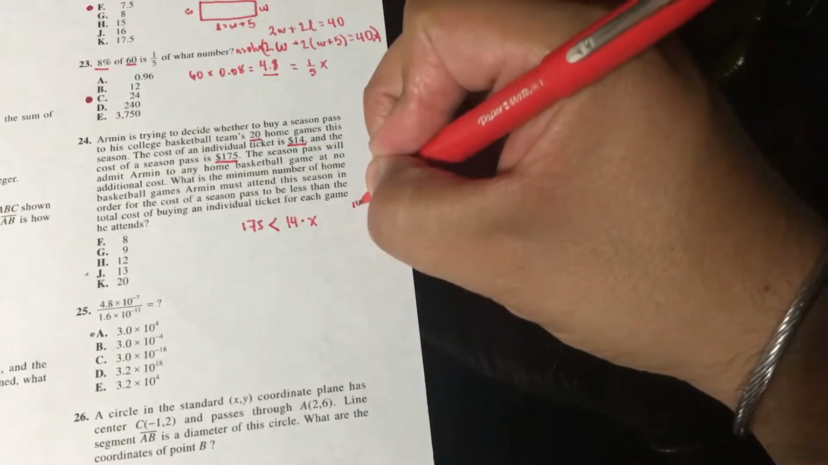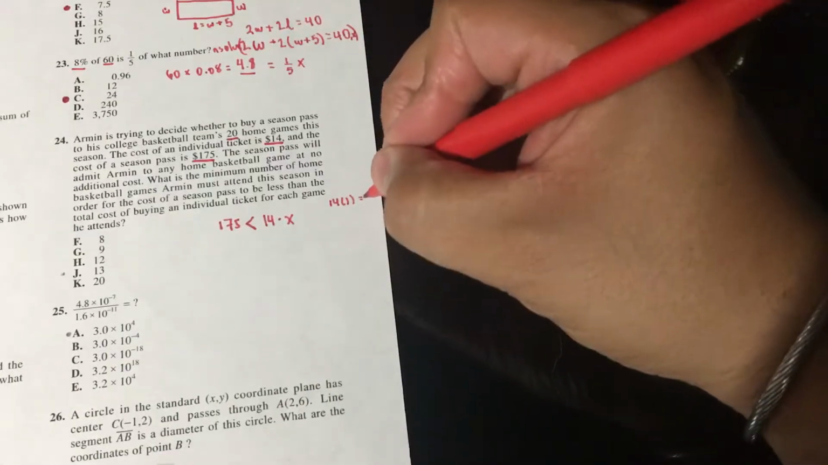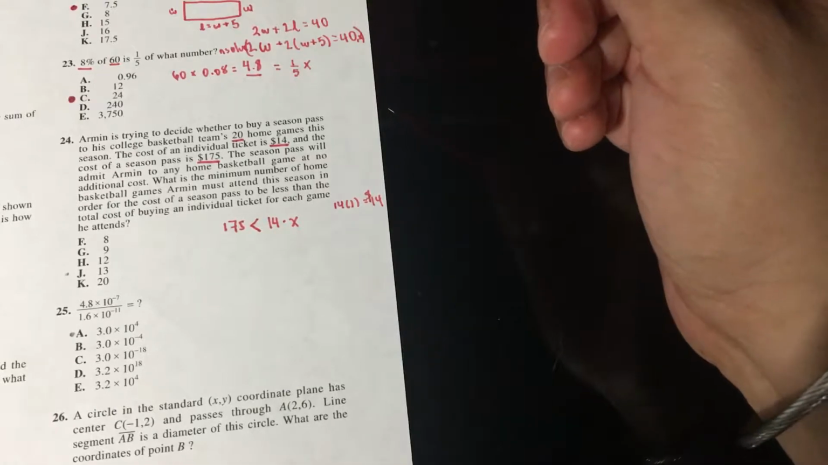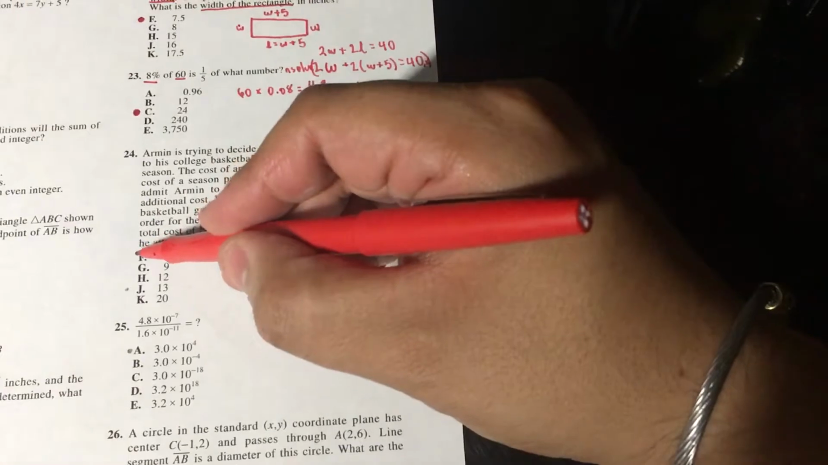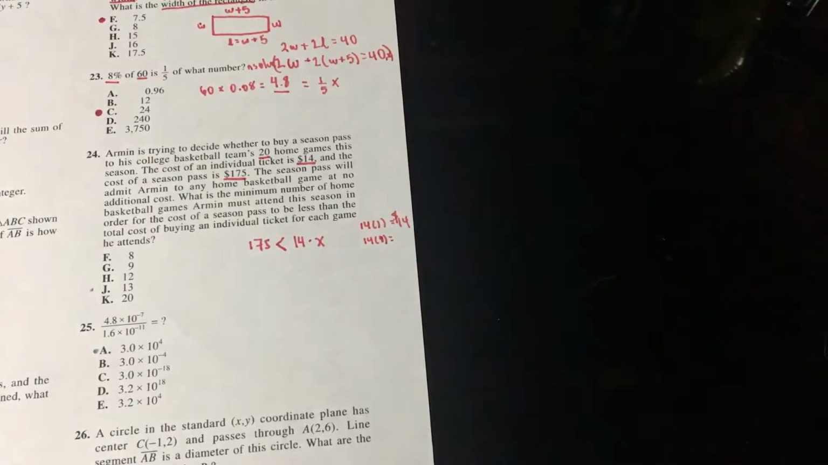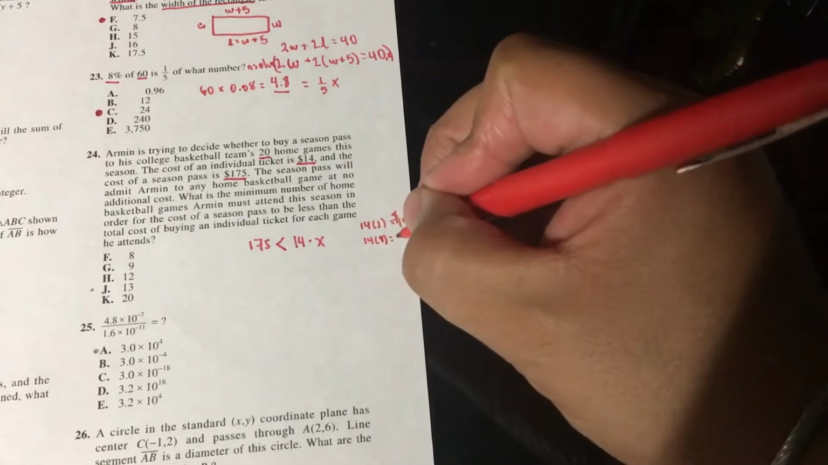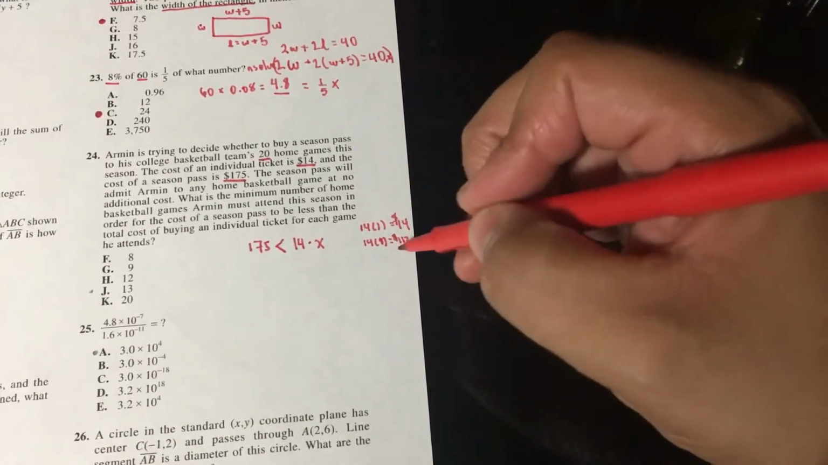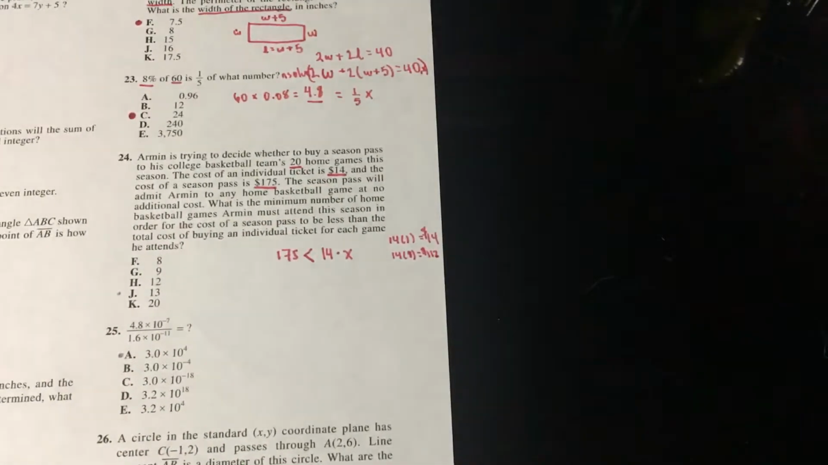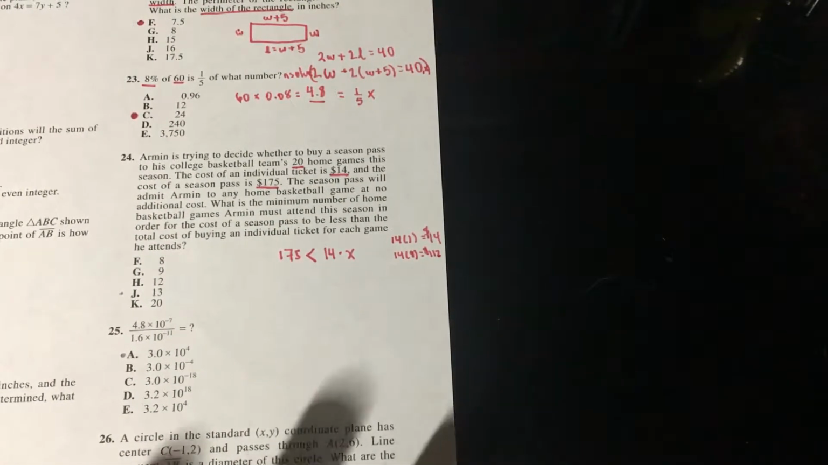Because if I pay for one game, just to give you a little bit of thought, 14 times 1 is $14. So if Armin is only going to go to one game, it's better just to get the cost of one game. If he's going to go to 8 games, 14 times 8, I don't know what that number actually is, that equals $112. So it's still cheaper to pay for the individual ticket if he's only going to go to 8 games.